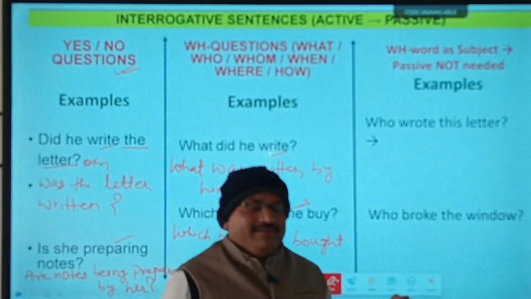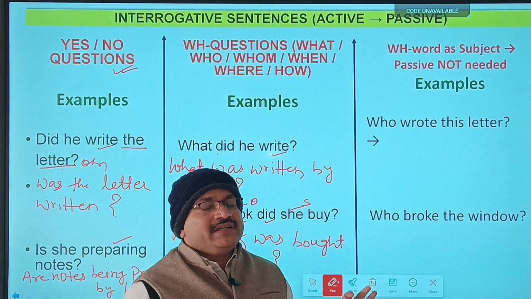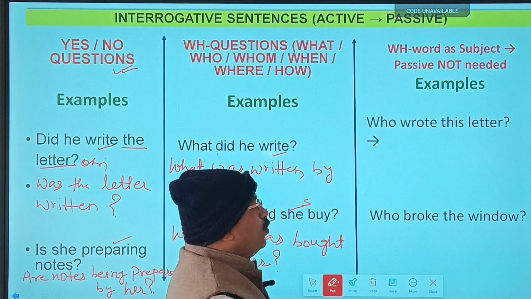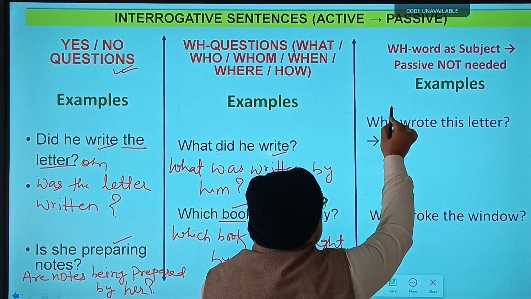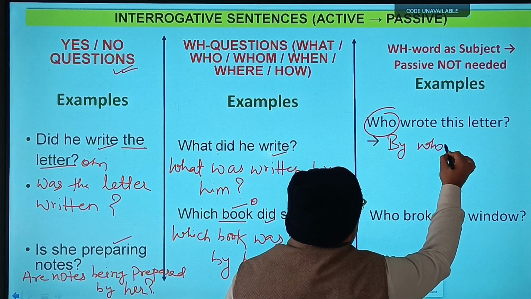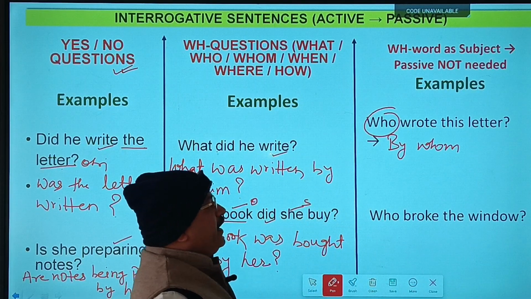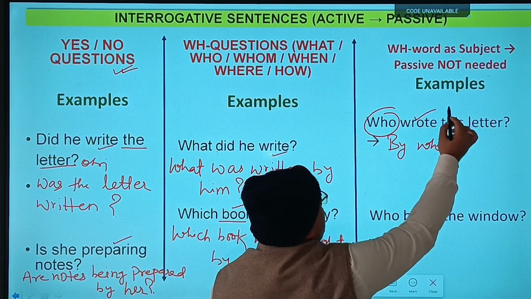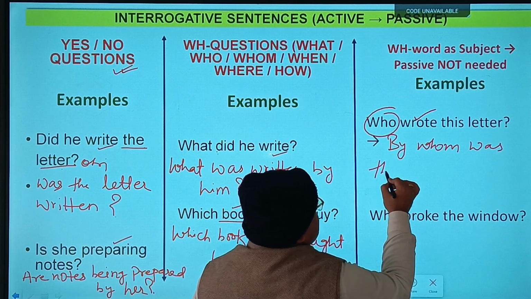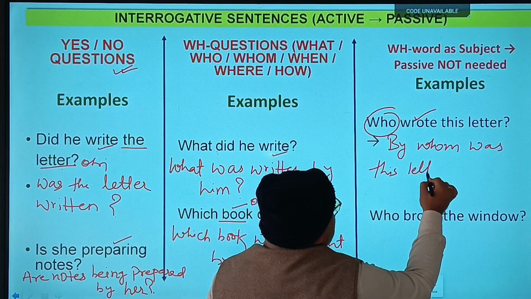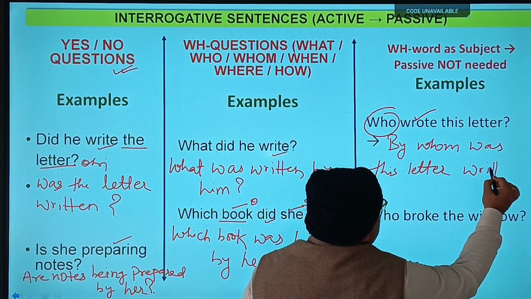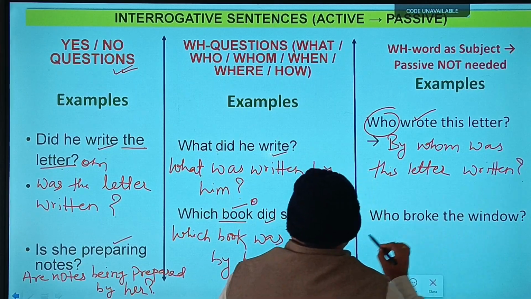Now the third one in WH is very, very important, and it is very frequently asked in examination. Who wrote this letter? So who is changed into by whom. Remember always, who is changed into by whom. Then simple past tense, so was, by whom was this letter. Object, by whom was this letter written. By whom was this letter written.